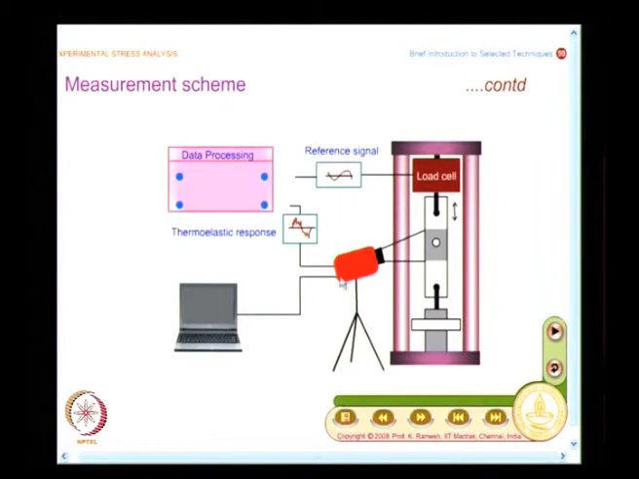The camera by itself does not give you any information for you to look at visually. So, it has to be post processed and then displayed appropriately. So, I have a data processing unit which takes the reference signal and gives you the output. Once you take it to the computer, you could display this result in a fashion which is convenient for you to interpret.